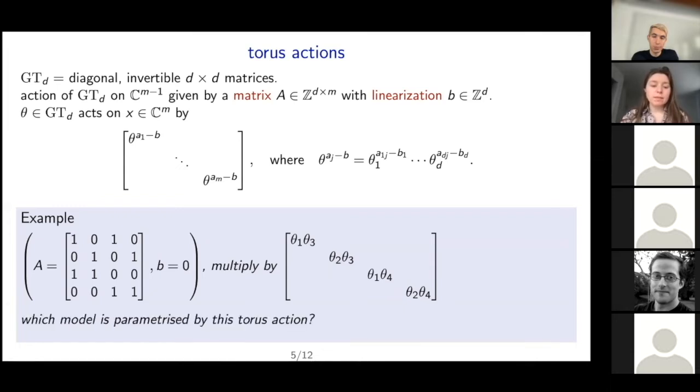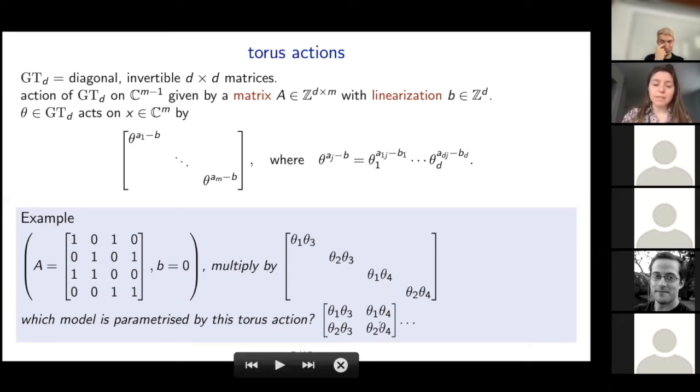Okay, so this is suggesting a certain connection between this torus action and a particular statistical model. So which model is parameterized by this torus action? Well, it's the same matrix A that we were considering on the previous slide, and we have this multiplicative form of the entries of this diagonal. We can rearrange them into this 2 by 2 matrix form to see the connection more clearly. So if we start at the all ones vector and apply the matrices of this form for some theta to that all ones vector, we will parameterize the space of matrices that look like this. So this is the independence model.